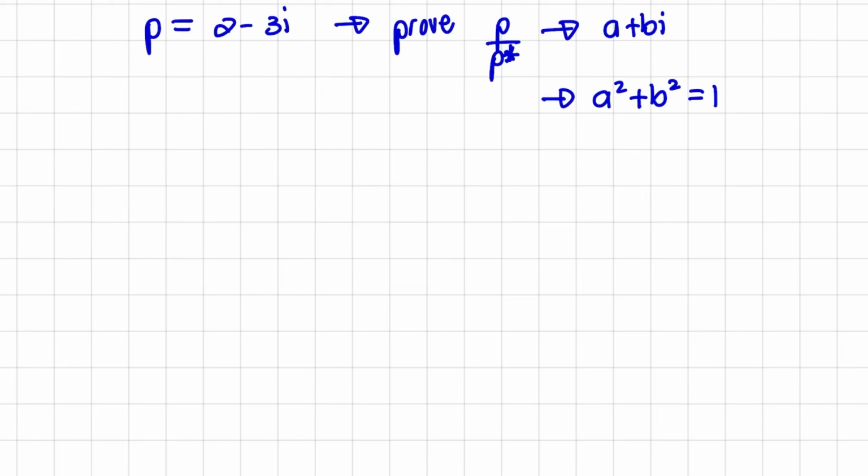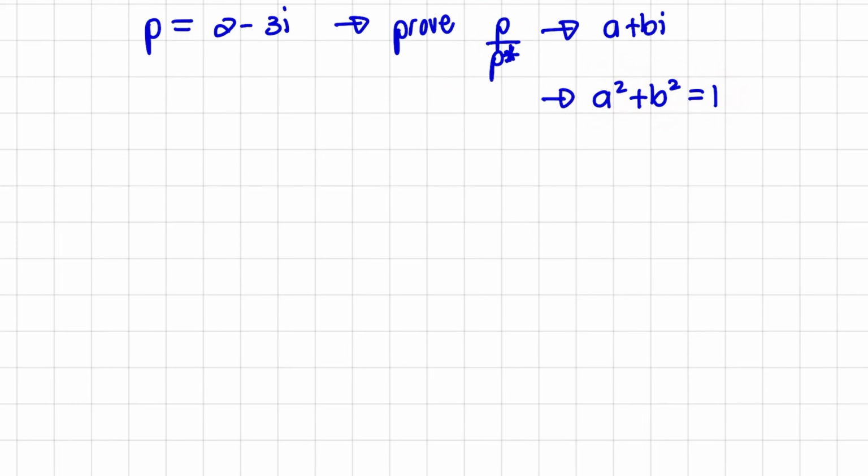We are going on with our series or playlist on complex numbers. And in this video, we are given a complex number p equals 2 minus 3i. And we want to prove that if we take p and divide it by its conjugate and write it as a plus bi, that a squared plus b squared would be equal to 1.